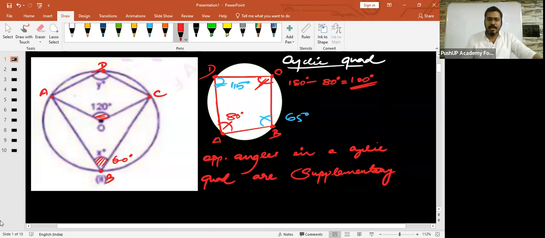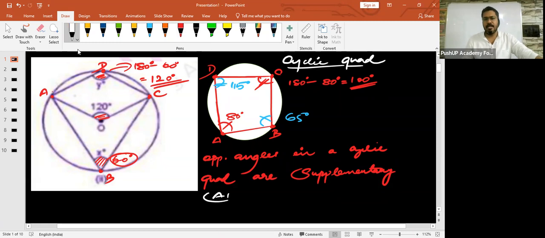So if you got angle B as 60 degree, obviously the opposite interior angle should be how much? 180 degree minus 60 degree, and that is equal to 120 degrees. All right. So children, you could have solved the sum without using the reflex angle property. So how will you write the statement? Very easy. Angle ADC is equal to 180 minus 60. That is equal to 120 degree.